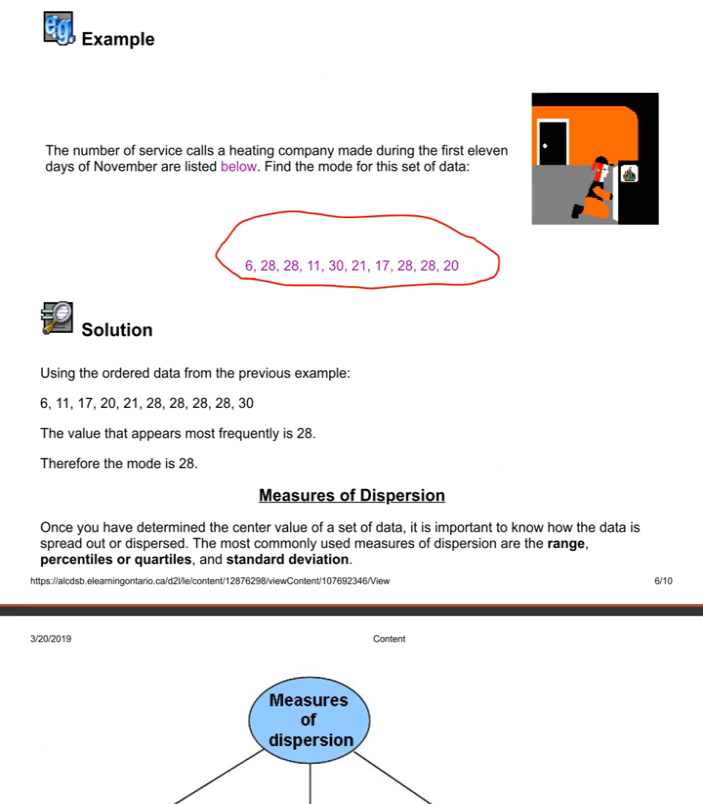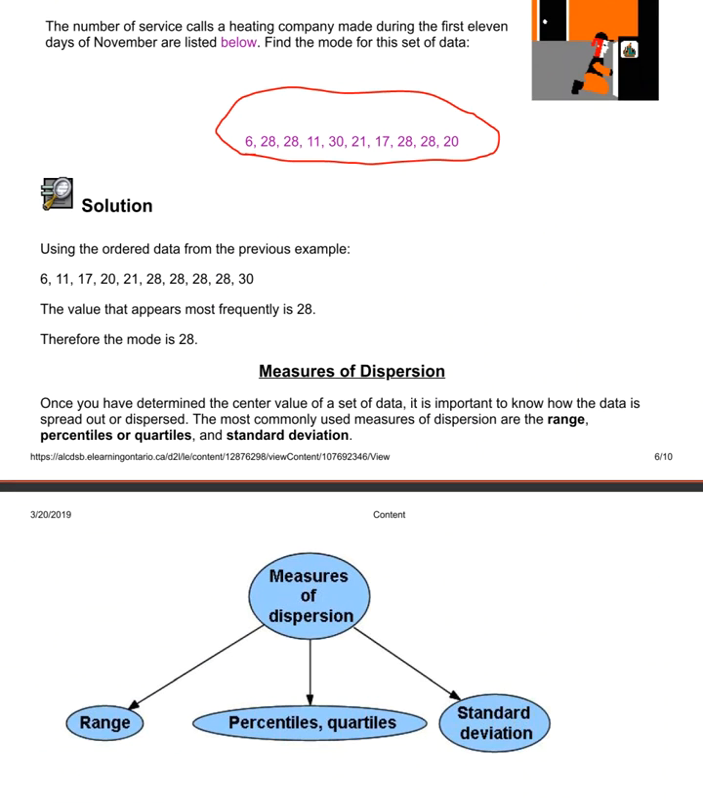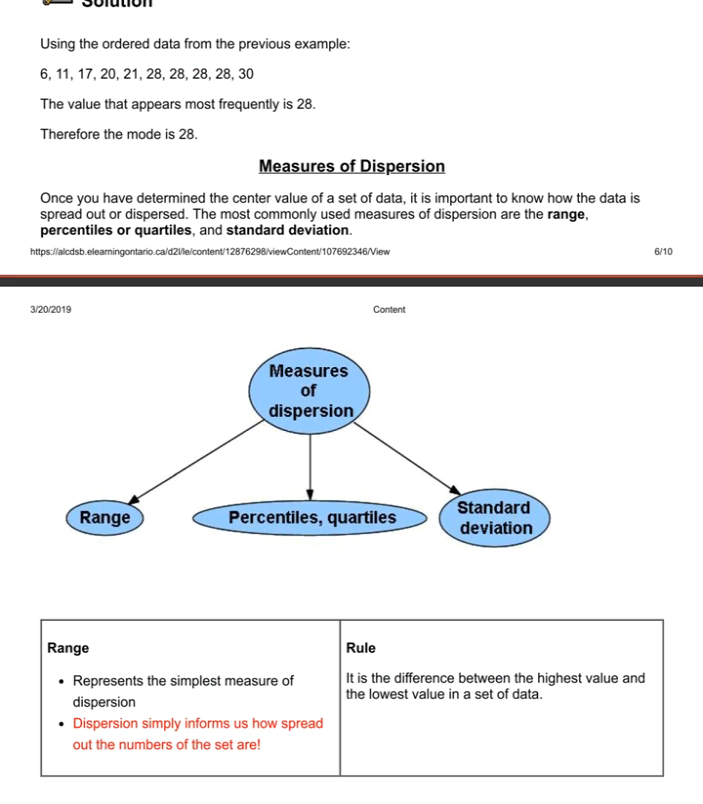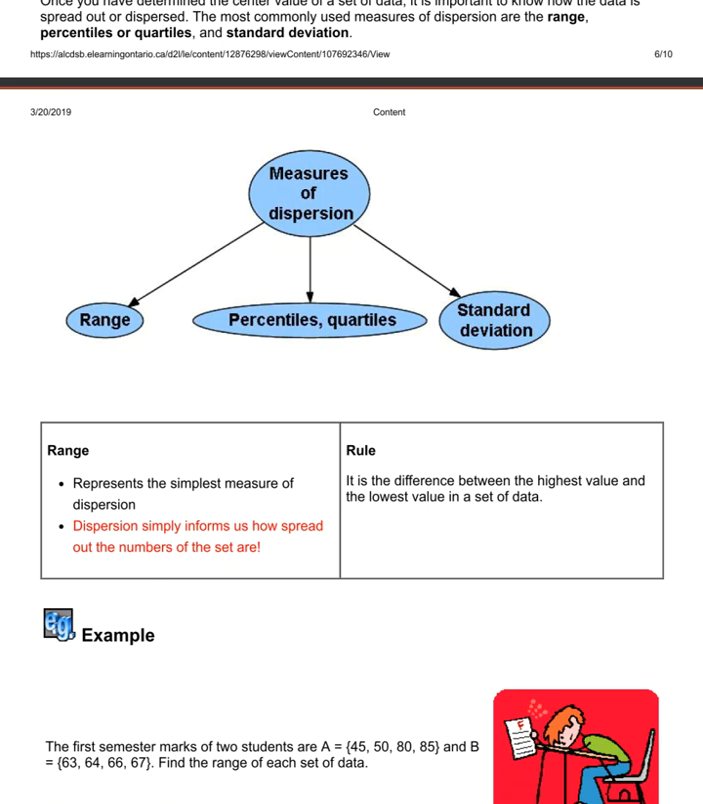We are going to move forward onto the next topic, which is the range, just to try to cover these two in the one video so you don't have to watch as much. The range, just as it sounds, represents the simplest measure of dispersion. Dispersion informs us how spread out the numbers are. It is the difference between the highest value and the lowest value in the set of data, which is right here in your little rule, just so you see where that is.